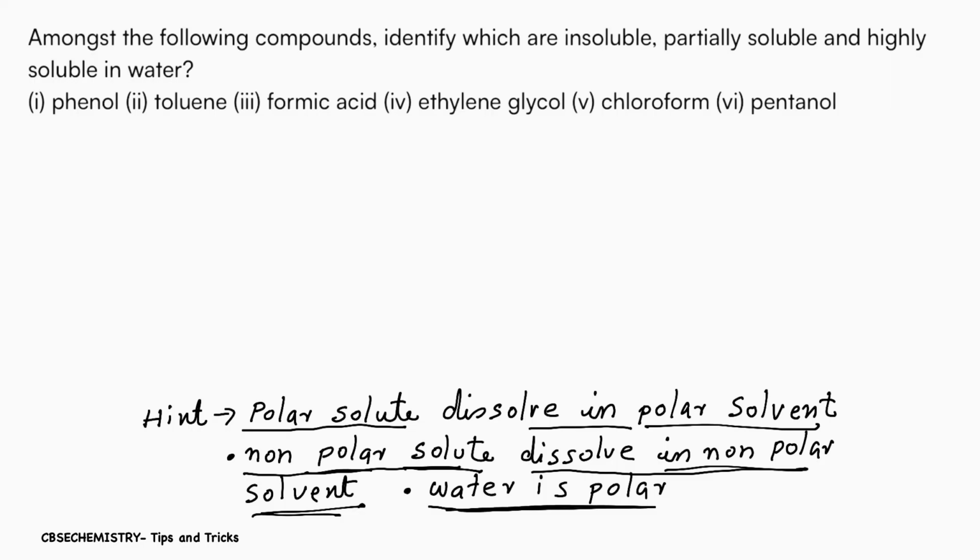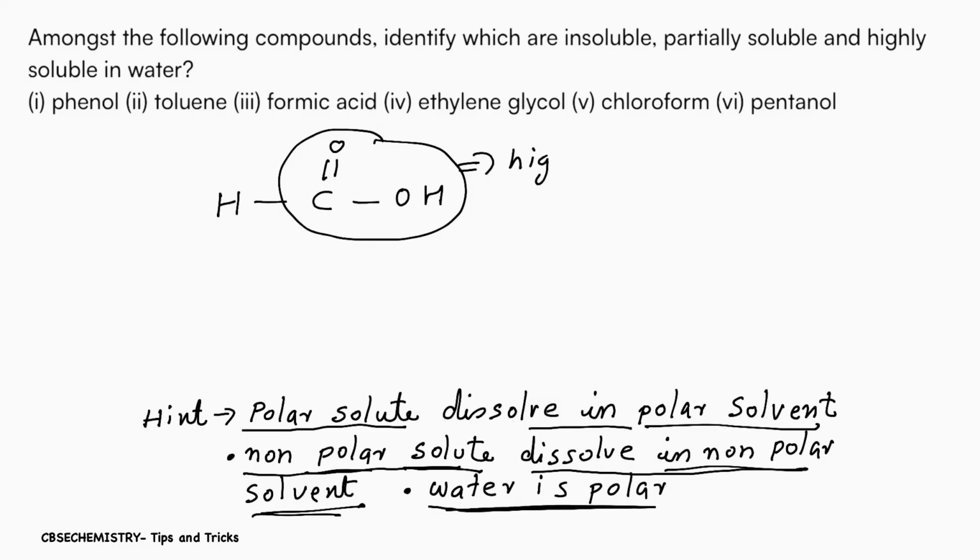Next one is formic acid. What is formic acid? HCOOH. You can see a highly polar carboxyl group. Understand? Due to the presence of the highly polar carboxyl group, formic acid is highly polar. So what will happen? Polar solute will dissolve in polar solvent. Formic acid will be highly soluble in water. Hope you understand. Remember, water is a polar solvent.